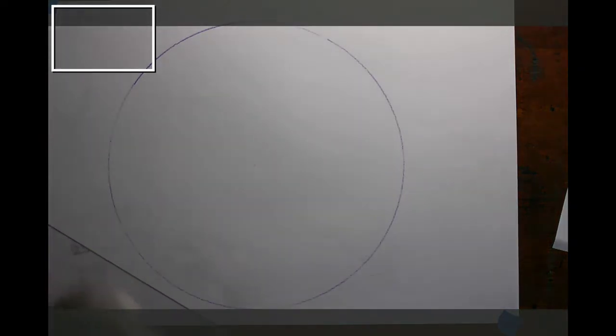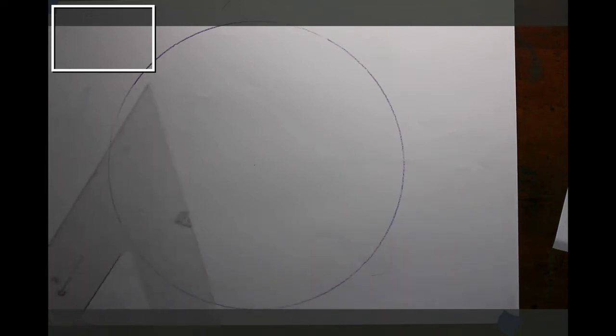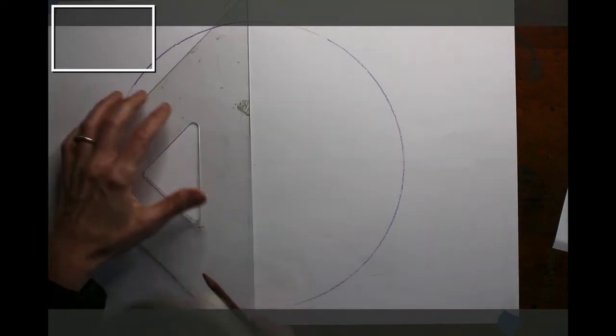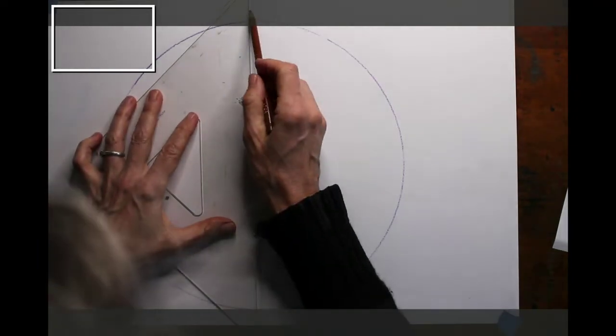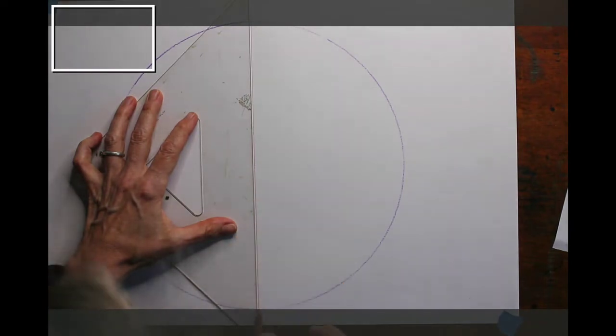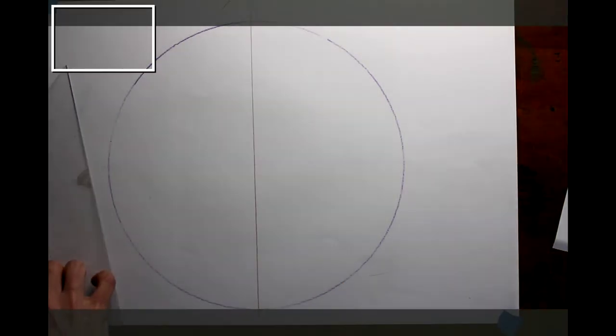We are going to draw a rotational symmetry pattern or design. Starting with a circle, we're going to divide the circle into 4 even parts and draw a square within the circle. So I have my circle already. I just need to draw a line through the center. Then I'll bisect this line.